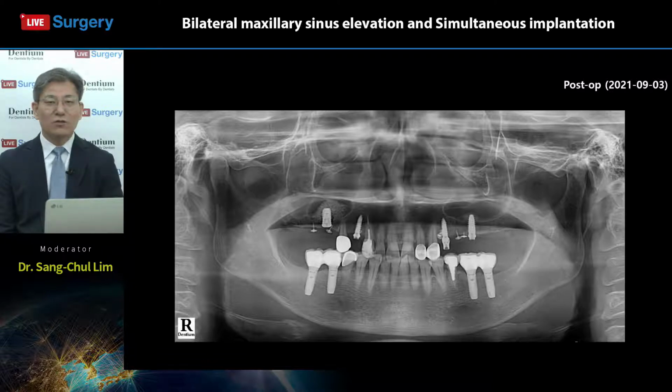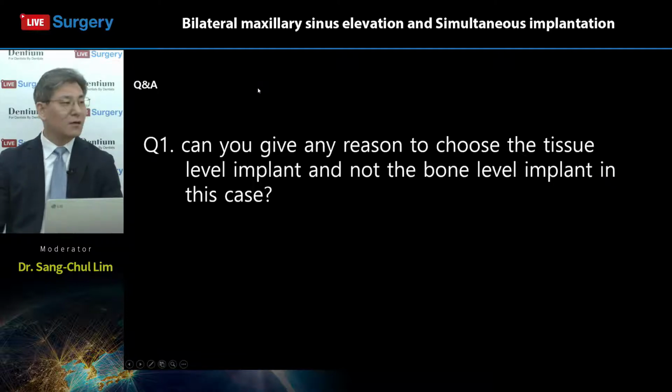Okay, so let's move to one question. This is a very good question about today's surgery. Can you give any reason to choose the tissue level implant and not the bone level implant in this case? As you can see, on the right side, number 16 area, a 5.0 diameter bone level implant was installed, right? However, in the narrow ridge areas, numbers 14, 20, 24, 26, tissue level implants of the Bright implant system were used. A tissue level implant has lots of benefits compared to a bone level implant, especially for narrow diameter fixtures.